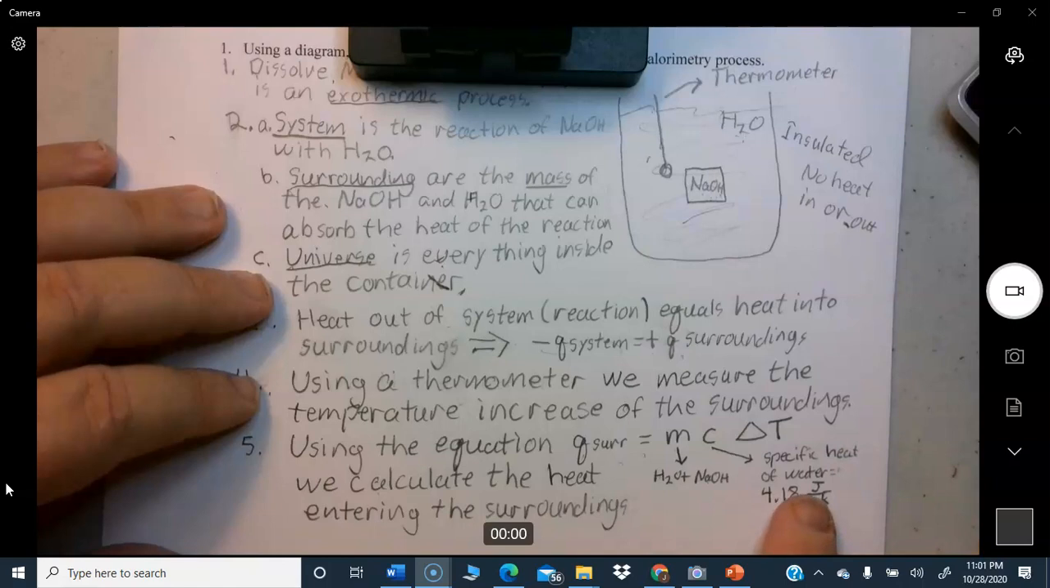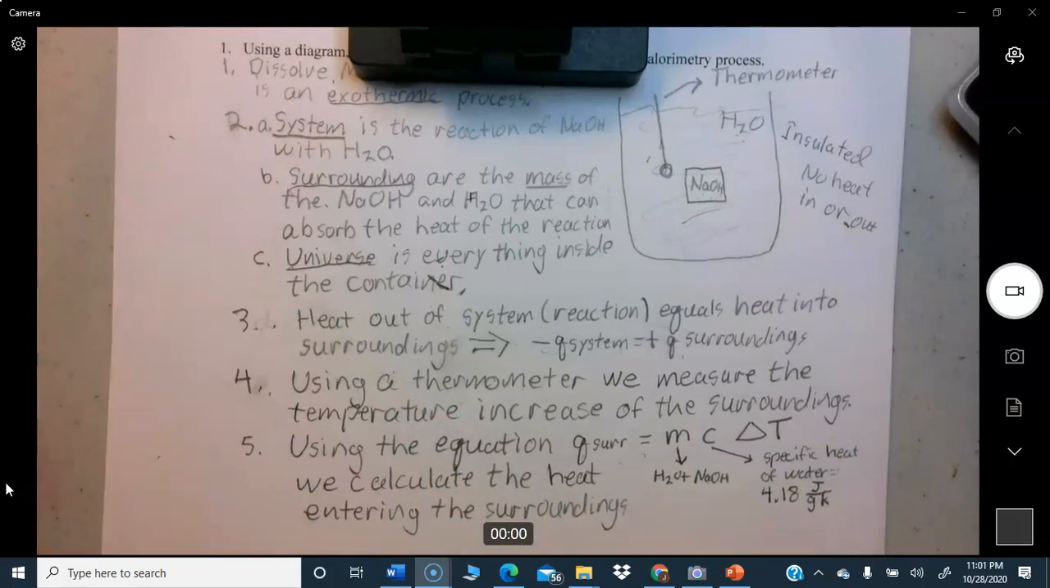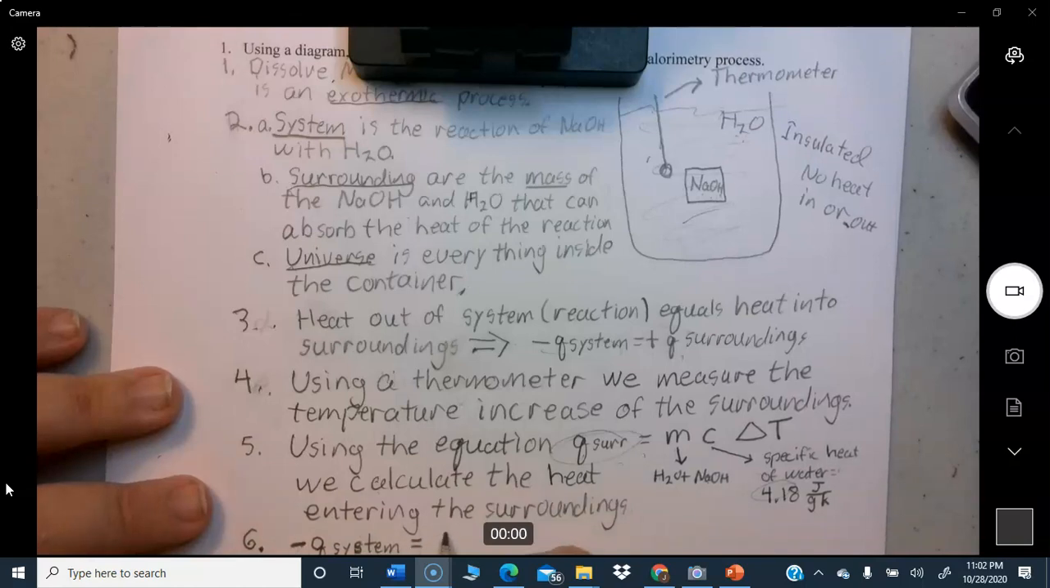Again, specific heat is how many joules of heat it takes to raise 1 gram of water 1 degree Kelvin, or it could be any substance, but in this case specifically that number is for water. So you use this and you can figure out the Q of the surroundings, the heat entering the surroundings. We've already determined that the Q leaving the system is equal and opposite to the Q entering the surroundings.